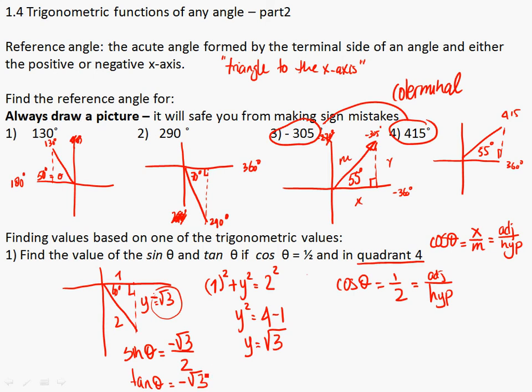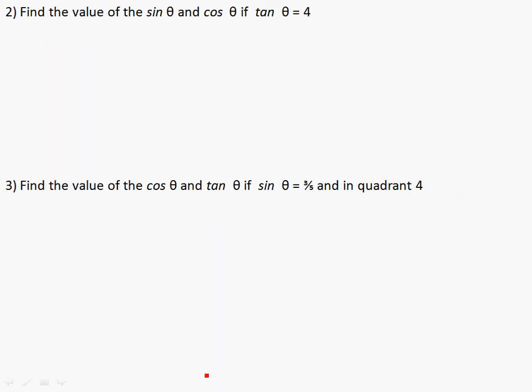So does it have to be a special triangle to make this work? I think we have another example. We have 2 more. So let's do the same thing. Find the value of the sine and the cosine if the tangent of theta is 4.